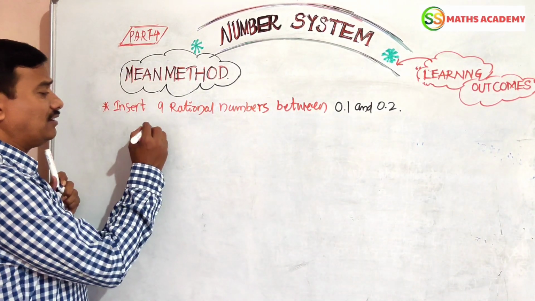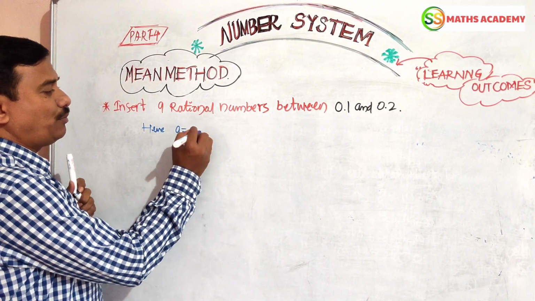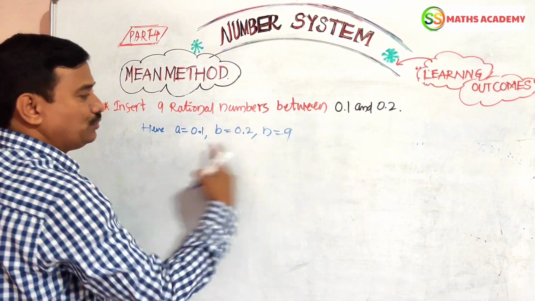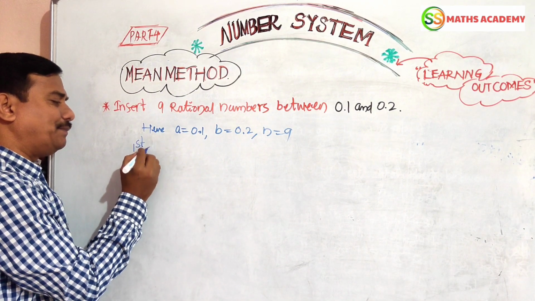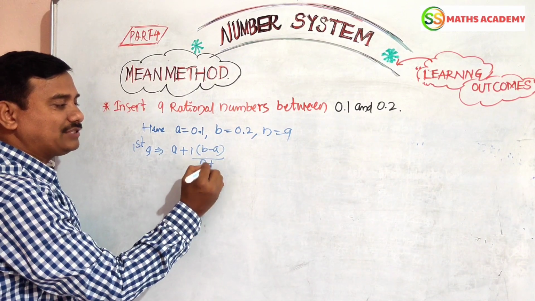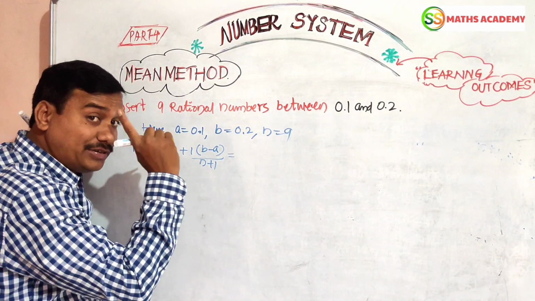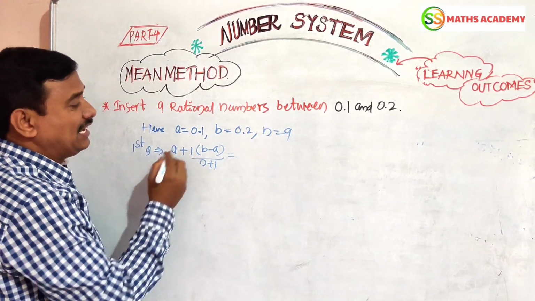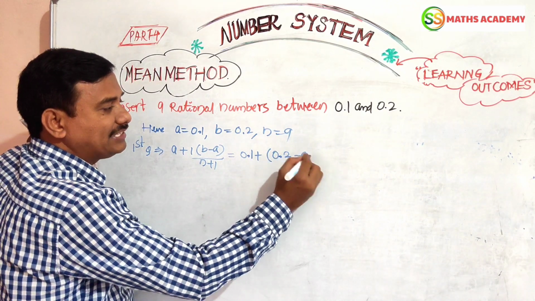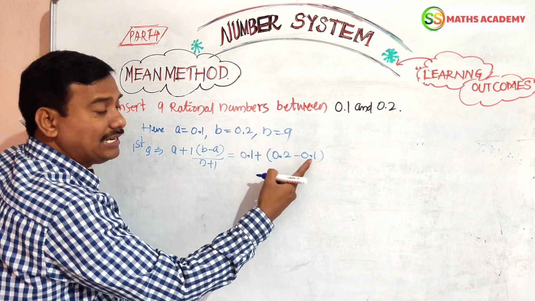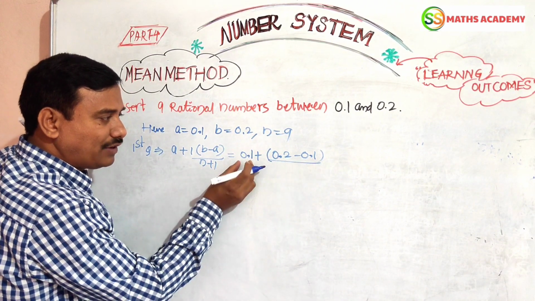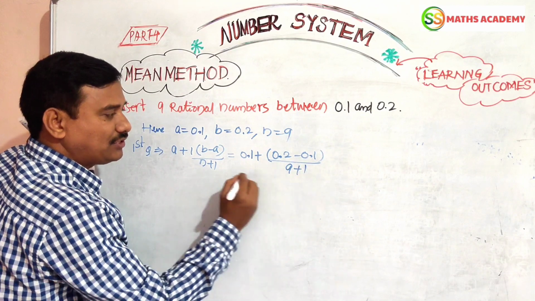Now here, a equals the first number 0.1, the second number is 0.2, and n is 9 rational numbers between these two. First rational number we can write as a plus (b minus a) by (n plus 1). This formula is very important for part B also, dear friends. Here a is 0.1, b minus a means 0.2 minus 0.1, by n plus 1, that is 9 plus 1.